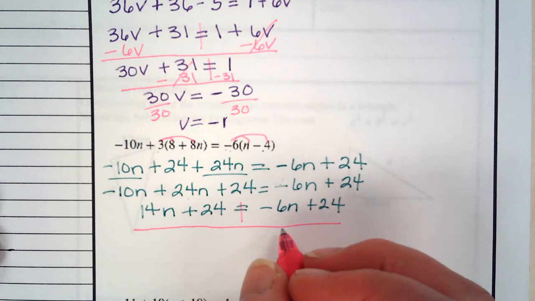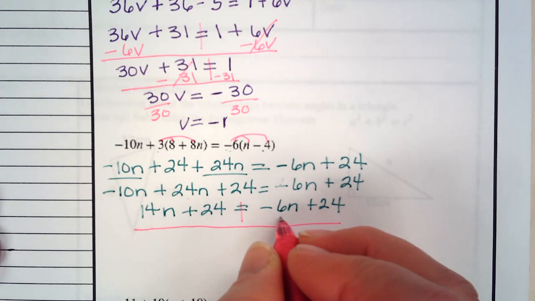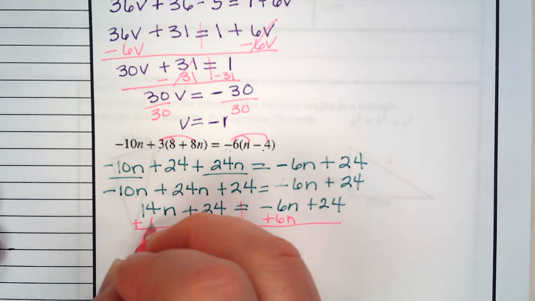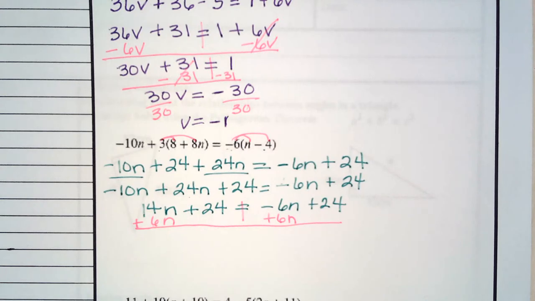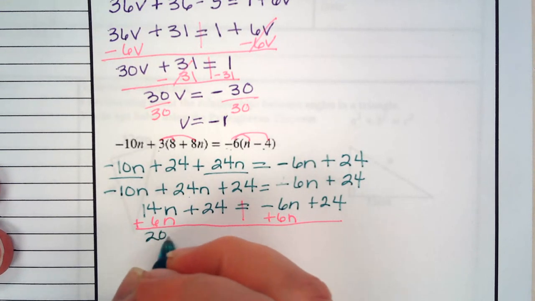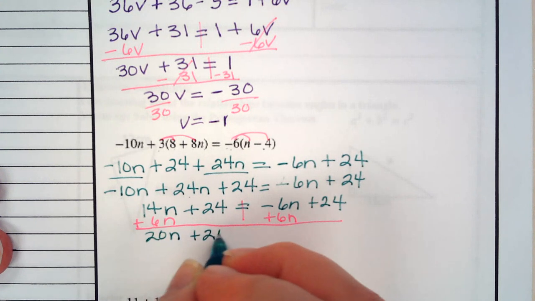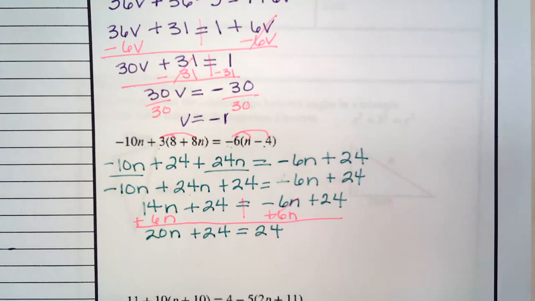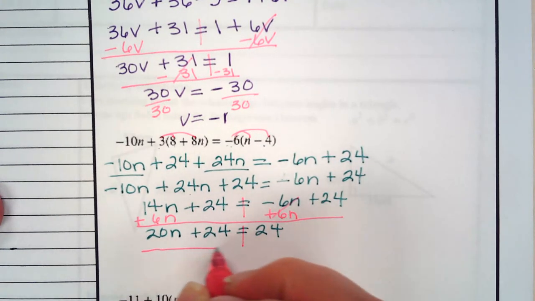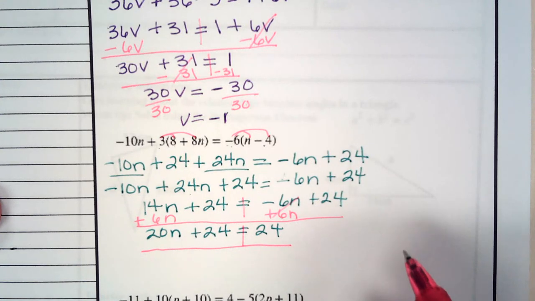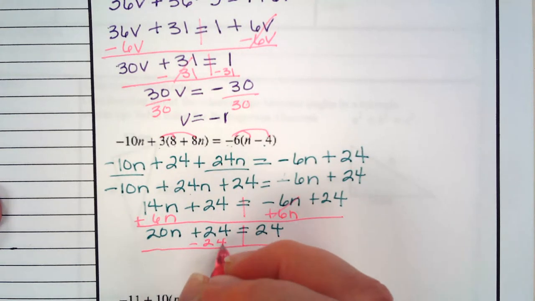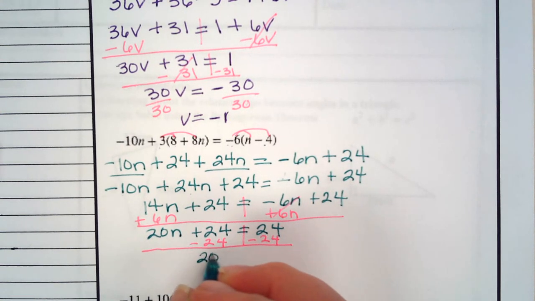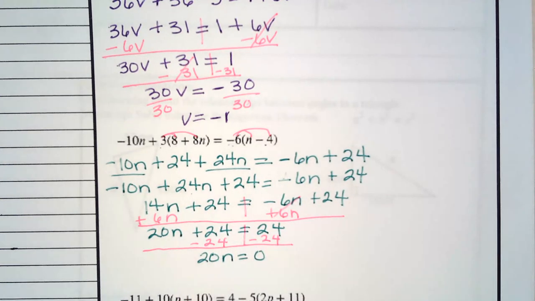I need to get the negative 6n to the other side. I need to move the smaller variable. So I'll add 6n to both sides. 14 plus 6 is 20, followed by your n, plus 24 is equal to 24. Get your numbers to the same side. Subtract 24 from both sides. 20n is equal to 0.